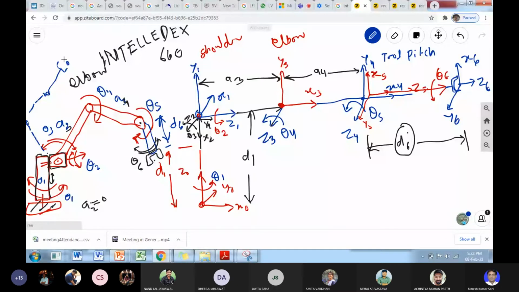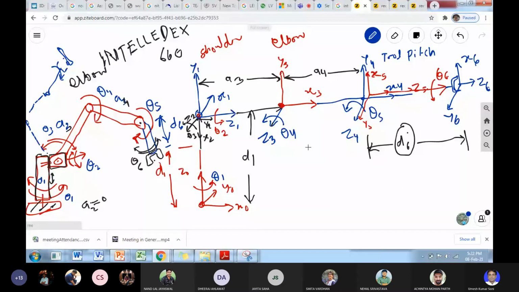Now suppose this is the direction of the object, so this wrist also has to rotate by some angle to grip it, otherwise it will not be able to grip. Suppose it is a bottle, so according to the bottle it will have to rotate to align its position. So the tool roll is basically as per the shape of the object.